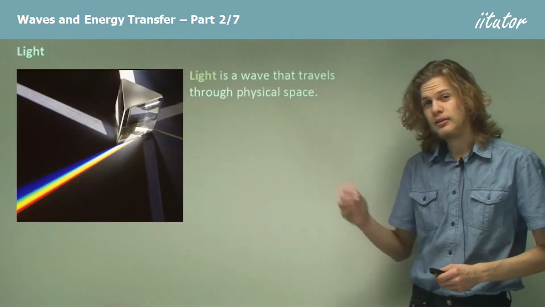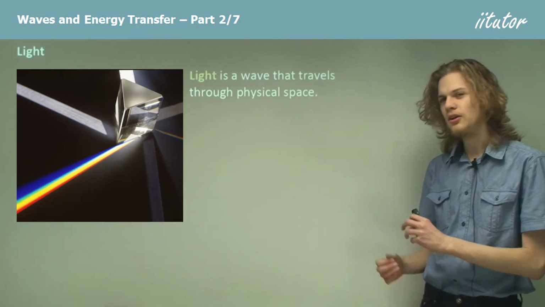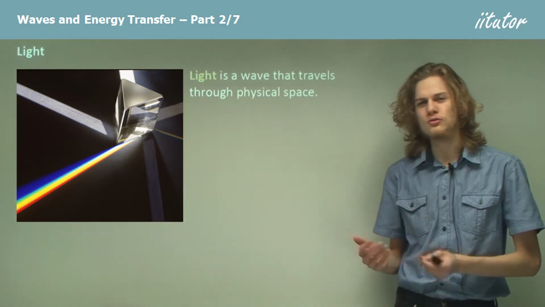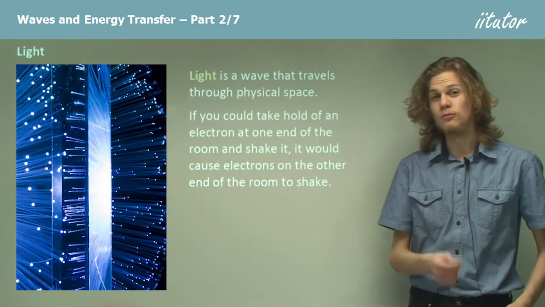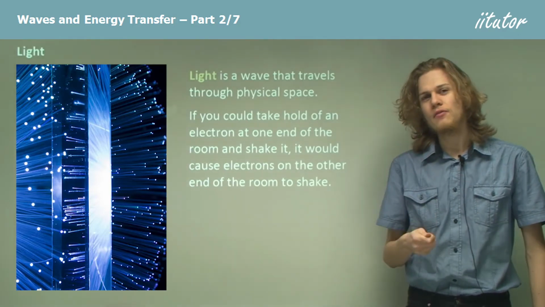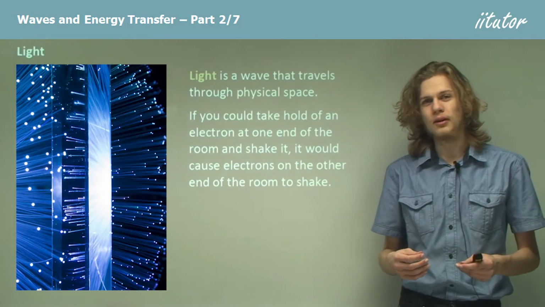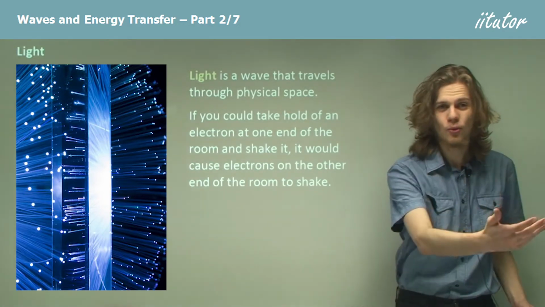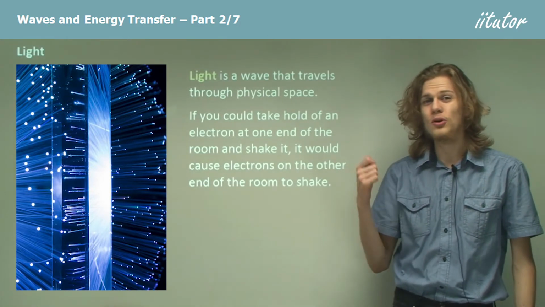If we look at light, this is a type of wave that travels through physical space. It doesn't have water or string to travel through. If you could take hold of a little charged particle, for example an electron, at one end of the room and wiggle it around a lot, then you would create electromagnetic waves. This means that if you were to look at a similar charged particle on the opposite side of the room, it would behave in the same way as the particle that you originally jiggled.